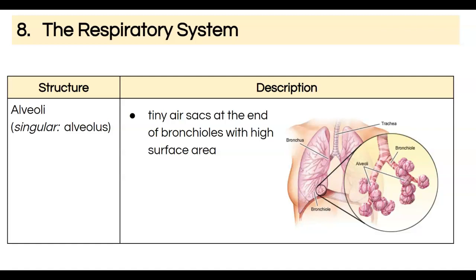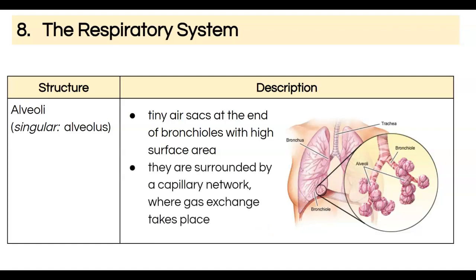Lots of surface area. Why? Because we have tons and tons and tons of them. That allows for optimal gas exchange happening in our lungs. Again, they're surrounded by that capillary network, which is another feature that increases surface area, and that's where that gas exchange is happening.